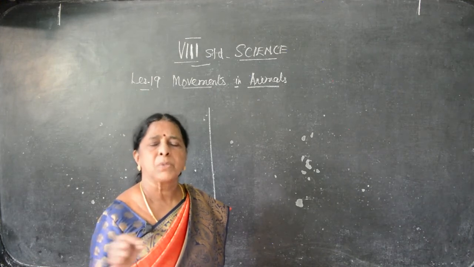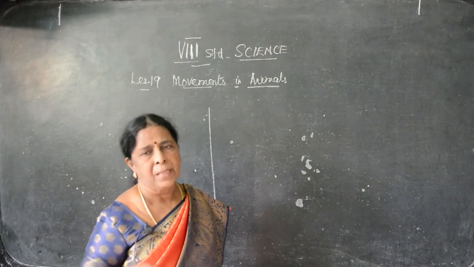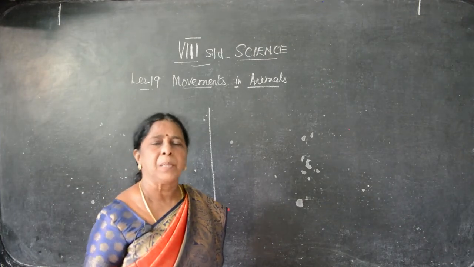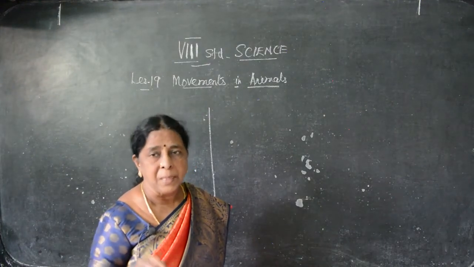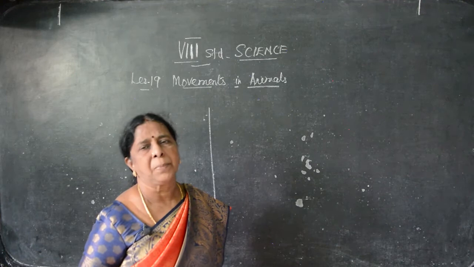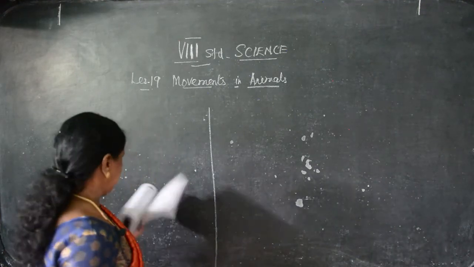That is, we have studied in the earlier classes, the animals can be divided into invertebrate and vertebrate. We have to see what the animals are. The animals which have no backbone are invertebrate. Animals which have backbone are vertebrate. In this lesson we have to see the movement of the animals. What are the animals particularly?